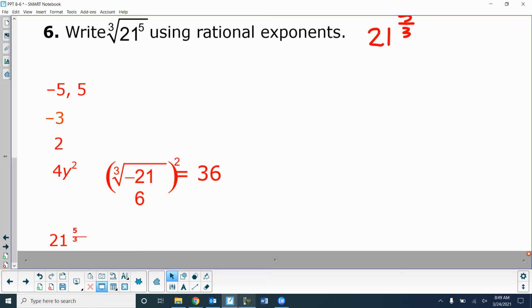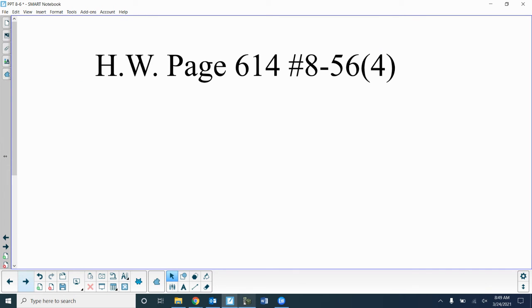All right. Let's go over homework answers. That was the homework. Okay, so number 8 was 5x square root of 2x. Number 12 was x cubed y times the 4th root of 27 all over 3.